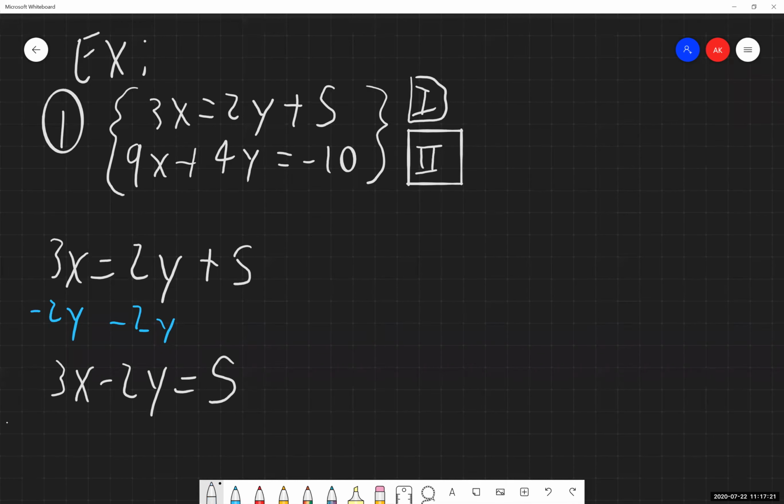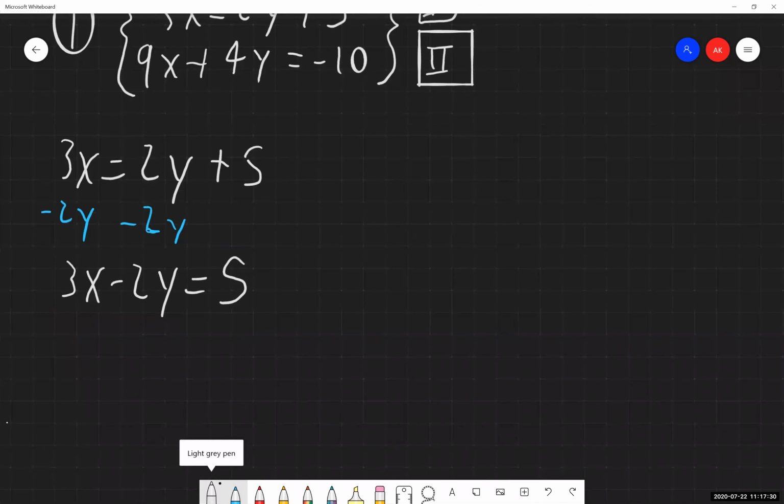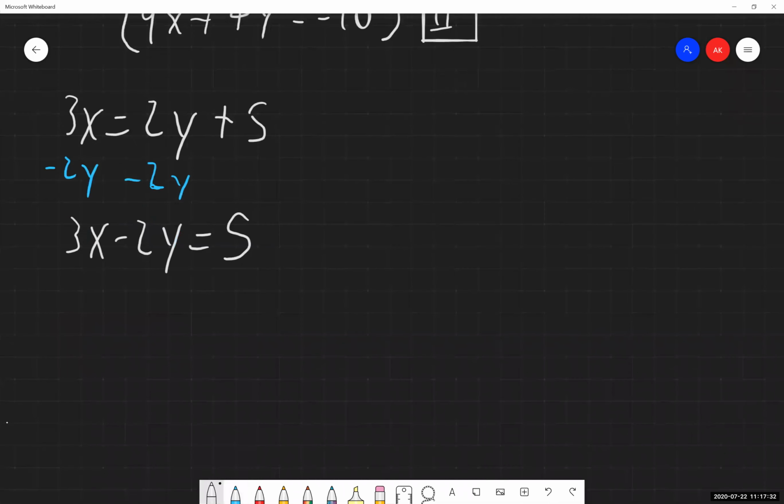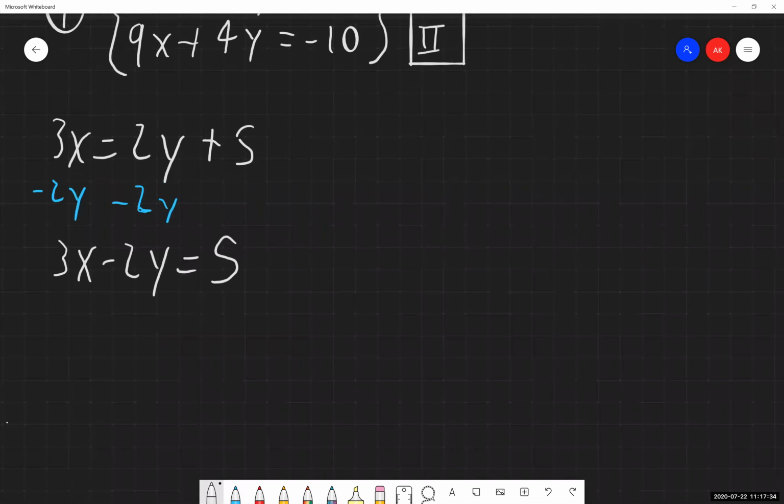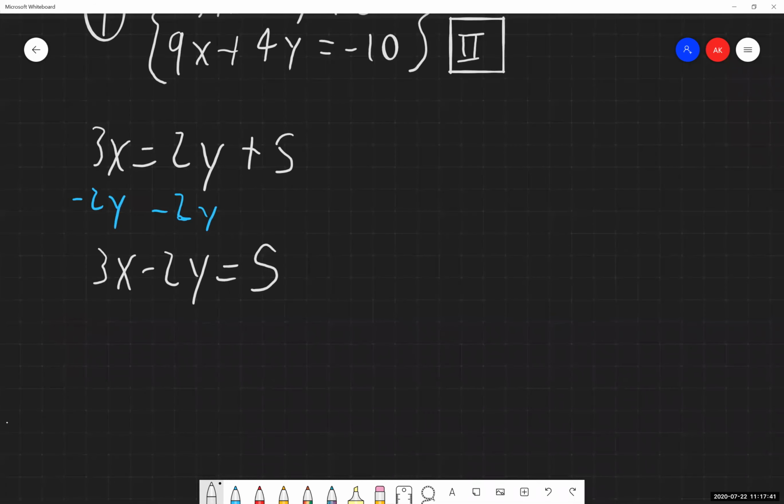To get to that there. So I've just rewritten my first equation to now be in standard form. Now I'm going to write both of the equations right next to each other. Again, we want to have those also aligned vertically. It's going to be really helpful down the road here. So we have our rewritten equation here, that 3x minus 2y equals 5. Our other equation, 9x plus 4y, is equal to negative 10, like this.